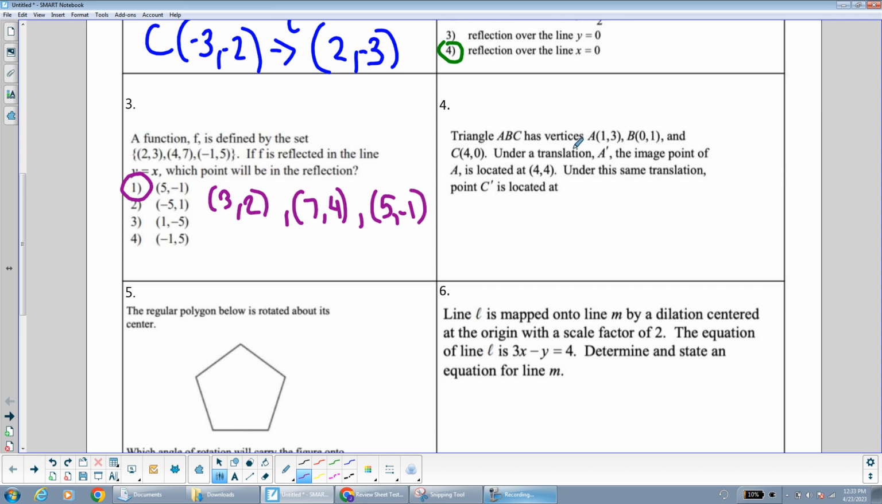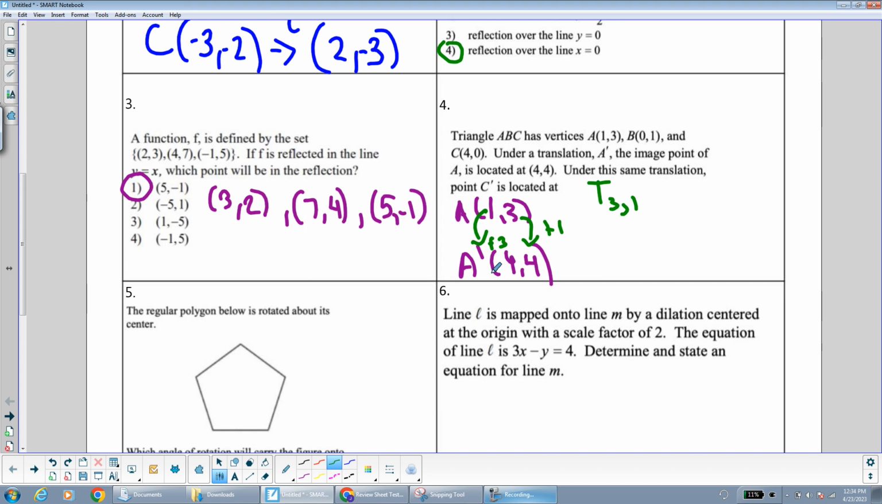Okay, for number 4, we are translating. That means sliding it. And it says A prime is located at 4, 4. So A was 1, 3. And A prime is 4, 4. So the x coordinates are increasing by 3, and the y coordinates are increasing by 1.